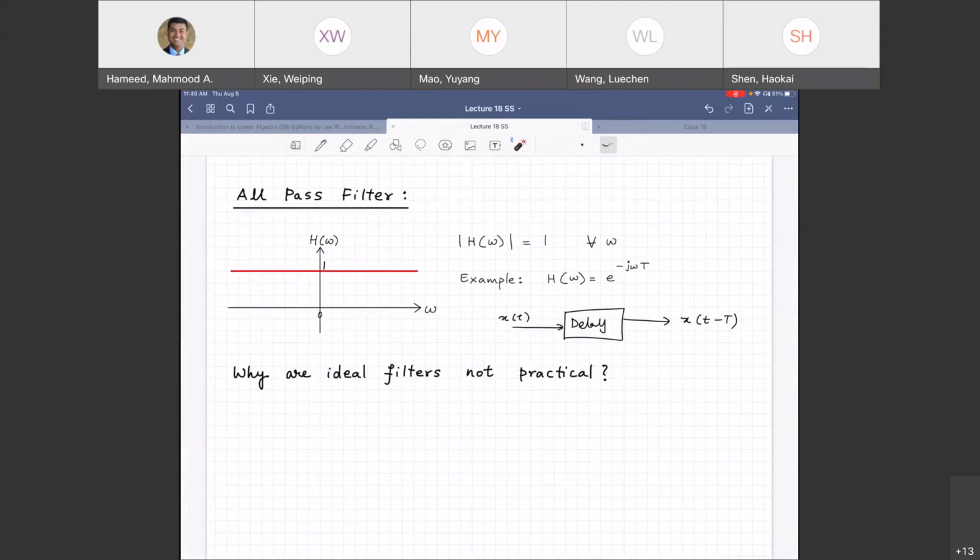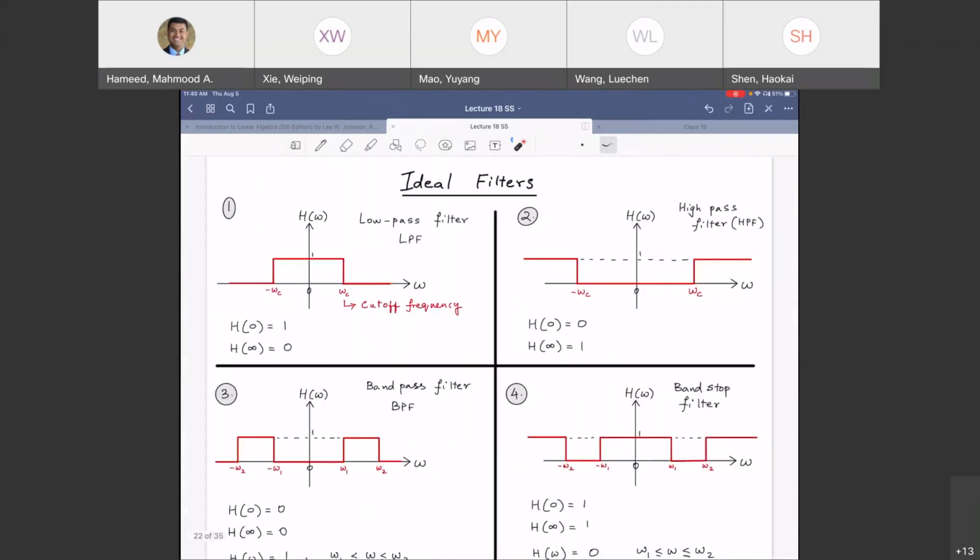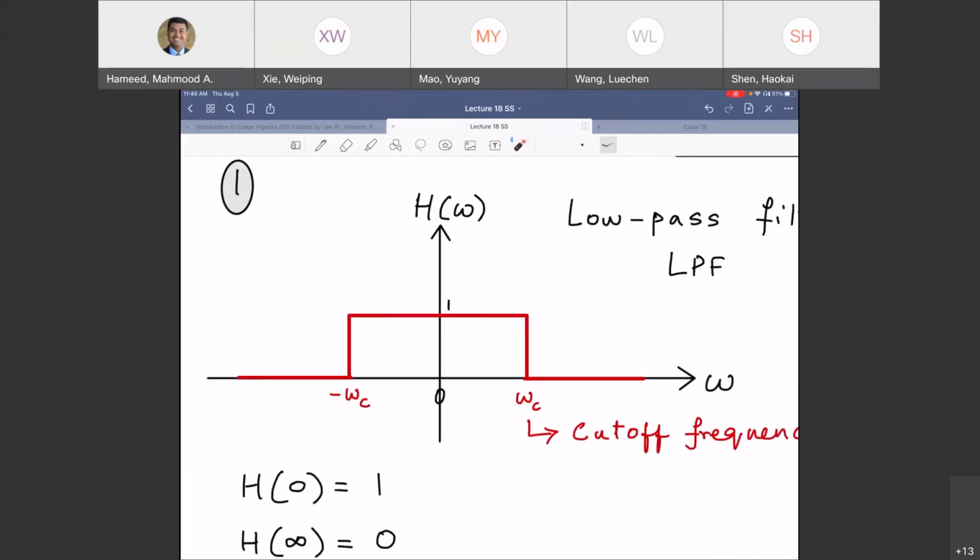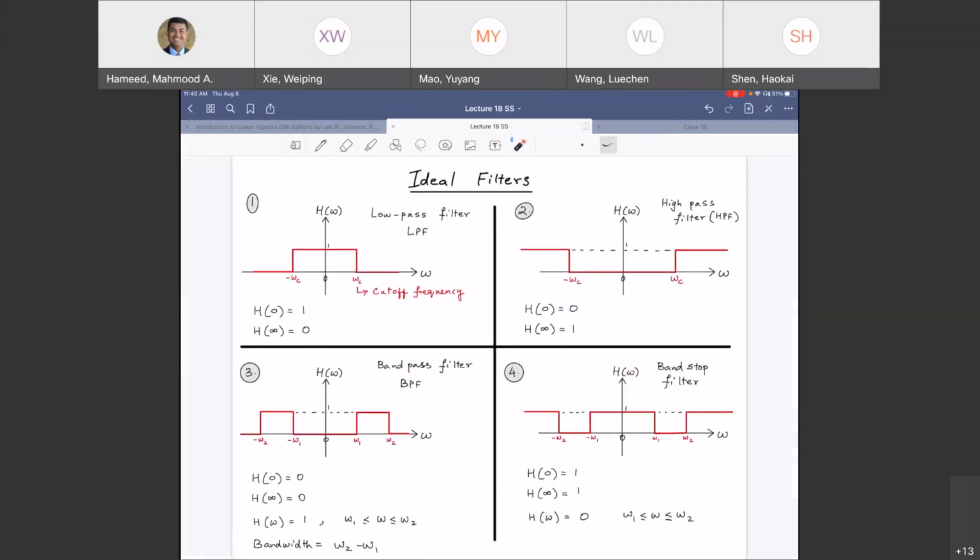Why are ideal filters not practical? Why is this not practical? Let's do a simple case. Why is the low pass filter not practical? Yeah, it is ideal, but why is it not practical? So the shape is rectangular, right? Why is that? Why can't you get that sharp turn?